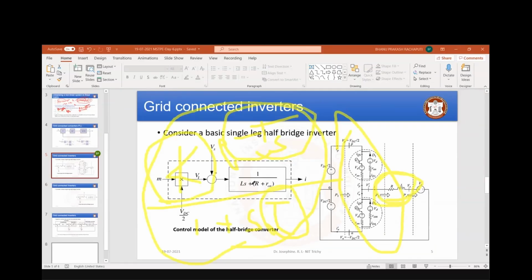Sometimes they will take this representation instead of this 1 by Ls plus R. It is up to you how you consider that model. Sometimes they will take this network separately, this network separately, both of them separate.